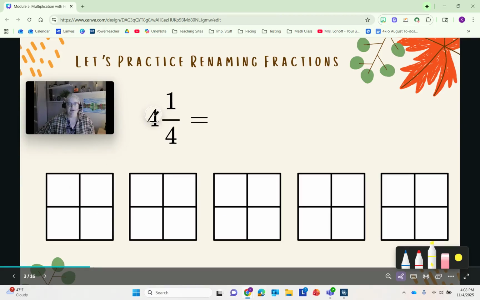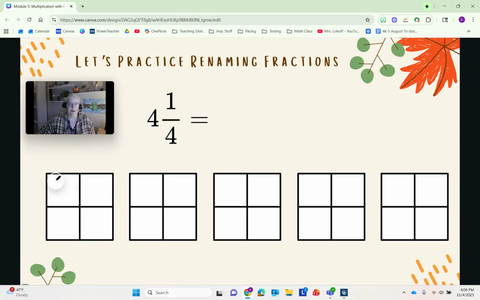If we were to draw out 4 and 1/4, it would be this entire box. This is one whole box, two whole boxes, three whole boxes. Here is our fourth whole box. That's the whole number 4. And then the remaining one, we're talking about 1/4. So just this part right here.